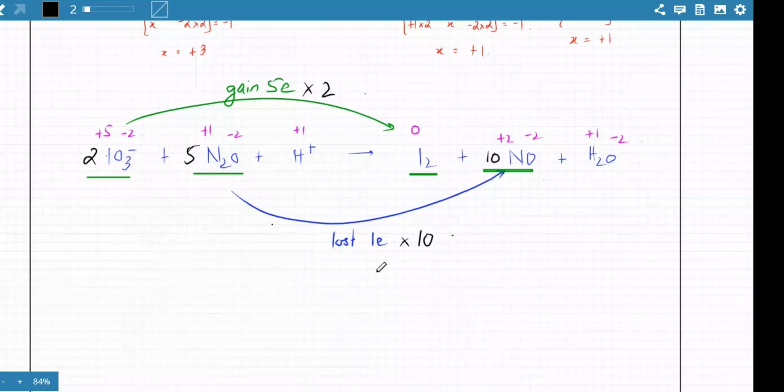Yes, sir. Okay, so you're focusing on this thing rather than balancing the atoms. Because otherwise balancing would be very easy. Like there are 2 nitrogens over here, you can have 2 nitrogens on that side. But the number of electrons gained and lost would not become equal in that way.